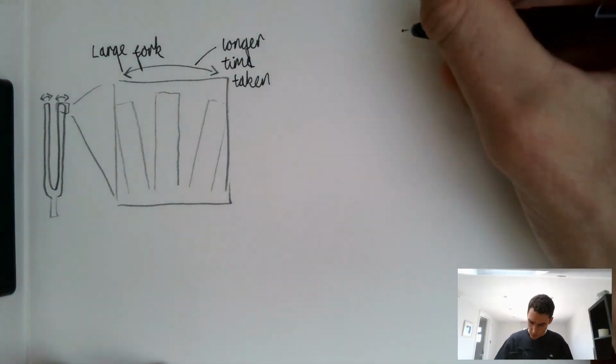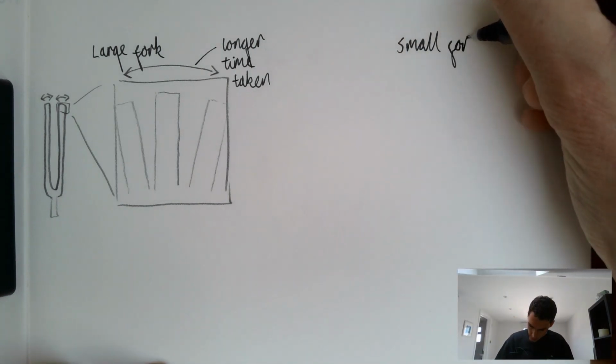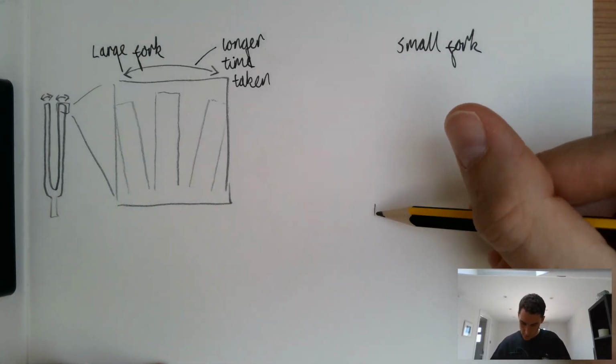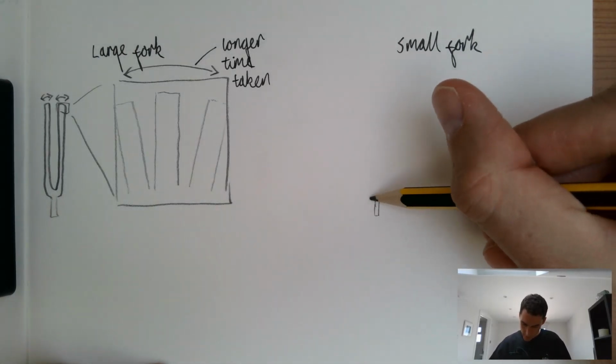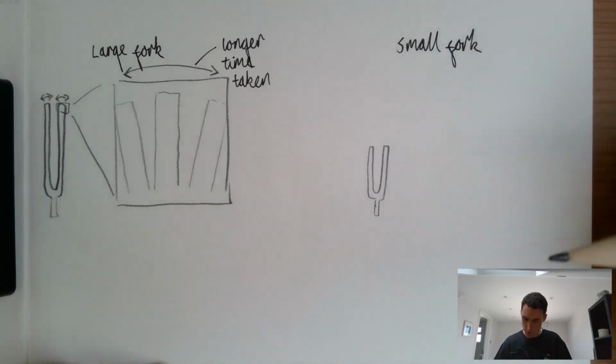Let's think about the small fork then. How is that different? And again, this is not the easiest to draw, but I'm having a go. If you come up with a better way, that would be great if you could let me know. So let's really exaggerate here. Let's draw a smaller fork here like this.